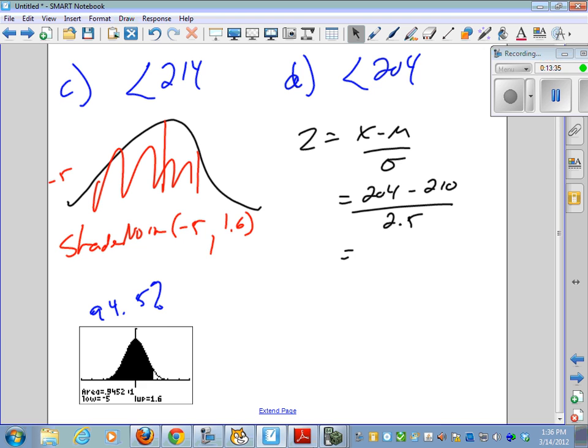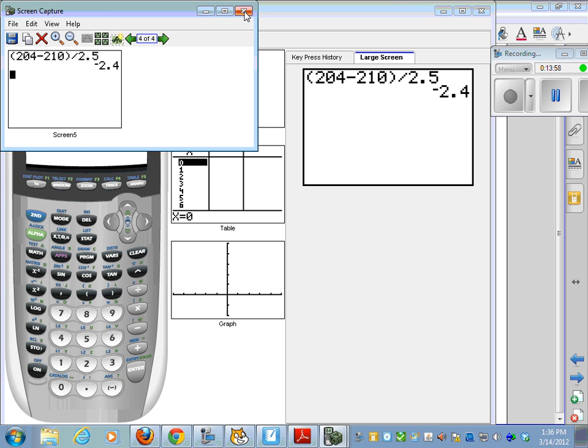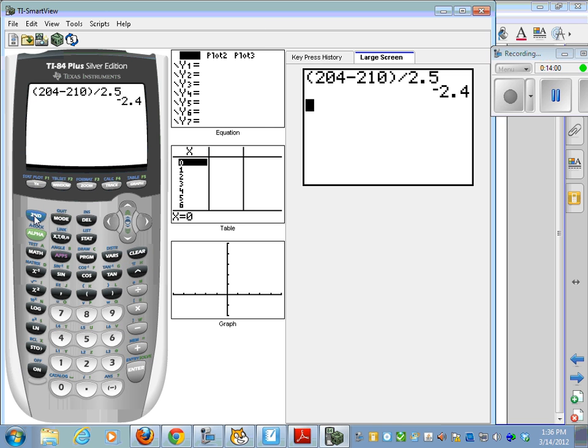Let me just finish this here. 204, 210. So it's 204 minus 210 divided by, what was the standard deviation? 2.5? Okay, so we get a negative Z-score, negative 2.4, right?